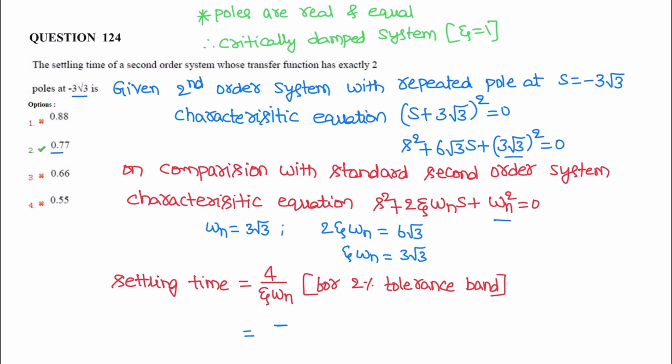That is 4 by zeta omega n, where zeta is 1 and omega n is 3 root 3. So 4 by 3 root 3, its value is 0.77. Settling time is 0.77 seconds for the 2% tolerance band. The correct answer is option 2.